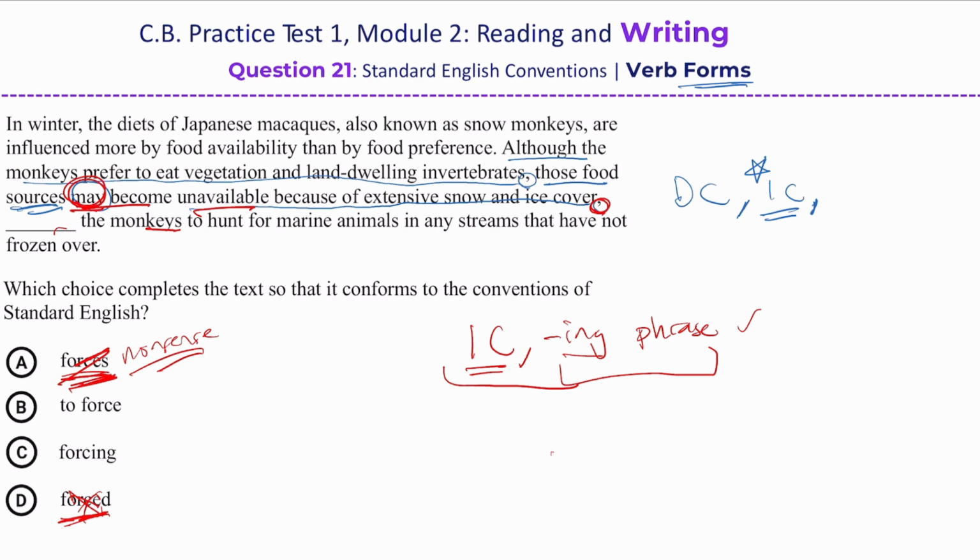So we have those food sources may become unavailable because of extensive snow and ice cover. Then we have the comma and then the ing phrase, forcing the monkeys. So this is what happens immediately after, as a result, of the food sources becoming unavailable. So what happens as a result of that? Well, it forces the monkeys to hunt for marine animals in any streams that have not frozen over. So that type of general sentence structure pattern is going to be correct, which is why C is going to be the correct verb form for this question.